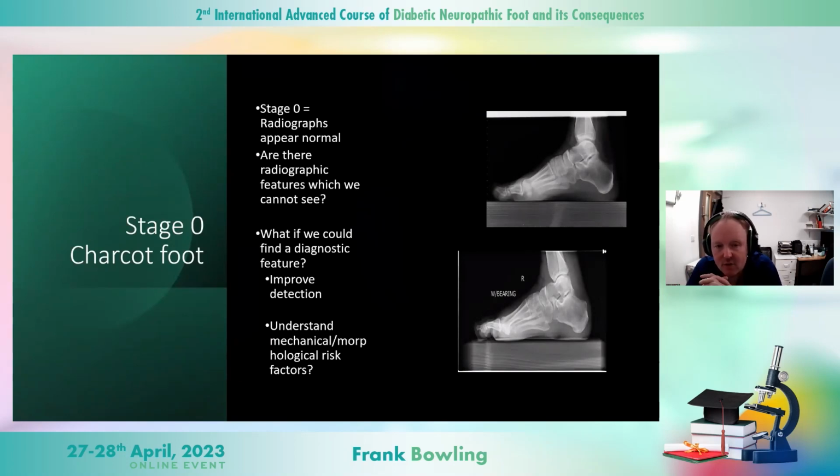Next slide, please. So I think this is pretty obvious. We know what a stage 0 radiograph looks like. It appears normal. But what we see under the bone finder, from what we've already extrapolated, is that that's simply not the case. And what we're looking for is what we cannot see with the eye itself, what we can actually see with the machine. So, as I say, what if you could find a diagnostic feature, i.e. improved detection, and understand the morphological risk and the risk factors?